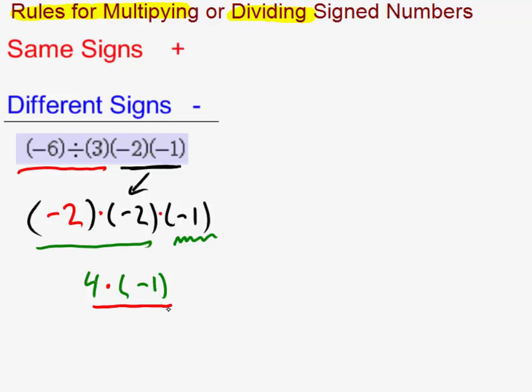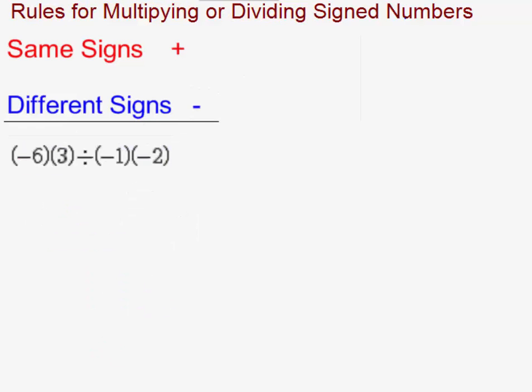So don't forget that we're still multiplying. To finish the problem, we are to multiply 4 times negative 1. 4 times 1 is 4. And since this is a positive number and this is a negative number, the signs are different, so that rule says our answer should come out to be negative. So your final answer should be negative 4. Let's do one last problem.